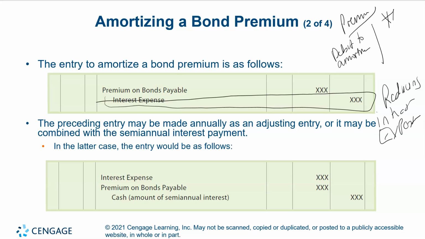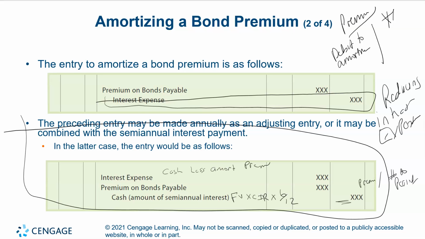Okay, so remember, this is just the entry to amortize a bond. We're going to combine it with our interest payment and actually make this entry right here. So the way that we do that is the cash is always the amount that we pay to our bondholders for interest, which is always calculated as face value times contract interest rate times 6/12. Then the premium on bonds payable we just calculated above will be a debit, and we'll calculate that by saying the total amount of the premium divided by the number of periods. And then interest expense, in the case of a premium, will be cash less amortization of the premium. Remember, when we had a discount, it was cash plus amortization of a discount. But for premium, we subtract.